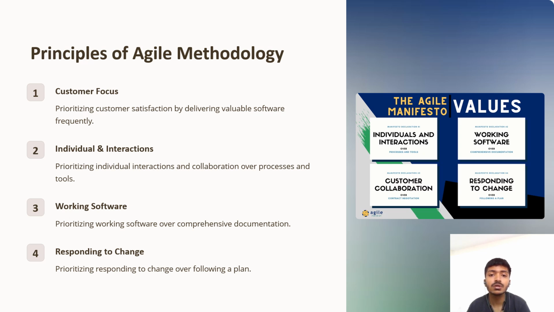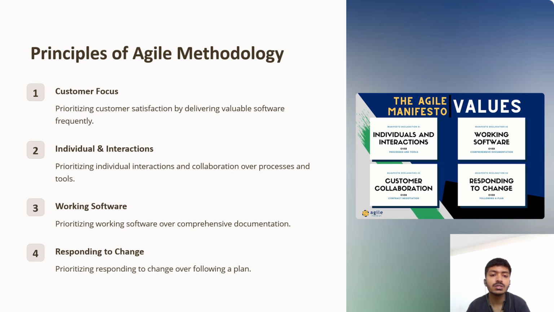Under customer focus, we also have frequent delivery, where we deliver the software frequently by making small incremental releases such that customers can see progress regularly. This allows them to provide feedback on each release, which can then be incorporated into the subsequent iterations. This iterative feedback loop helps ensure that the final product is closely aligned with the requirements of the customer and can adapt to the changing needs of the customer.